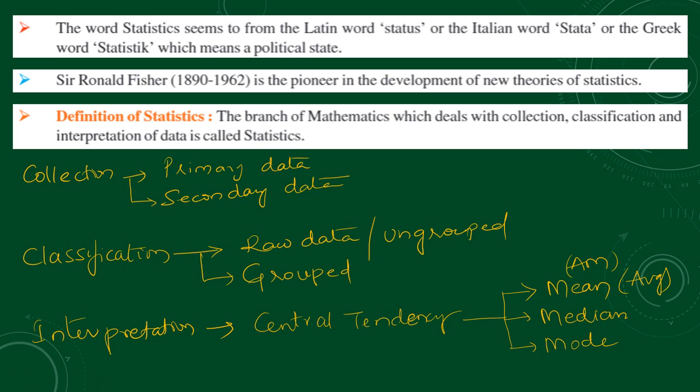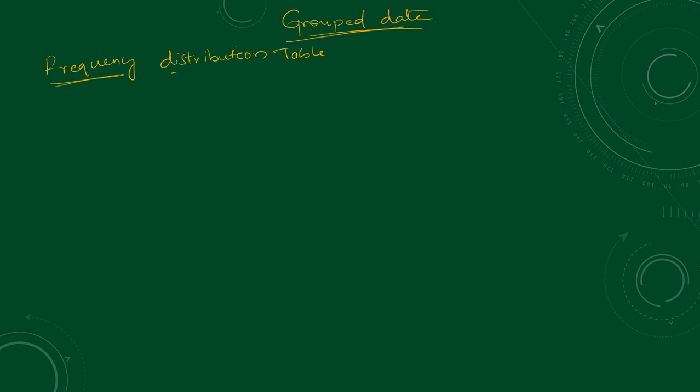So what is meant by group data first? Group data is nothing but the raw data. Whatever data we collect, we group it into class intervals. That grouping, we call the table a frequency distribution table.